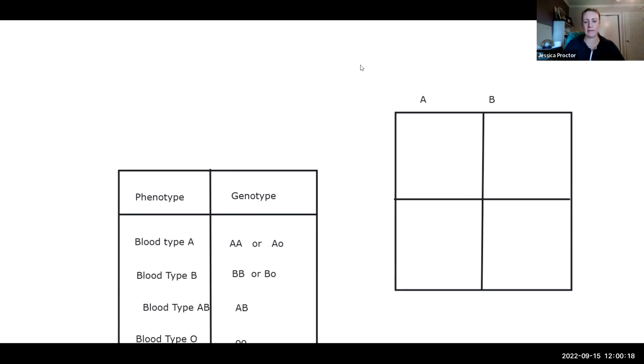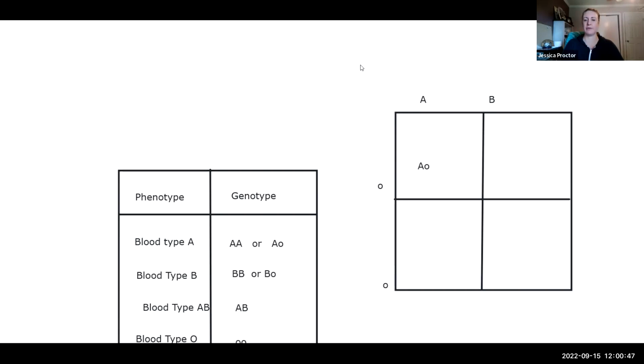The only way they can be blood type O is if they have two copies of the recessive allele. They need an O and another O. Once you have it set up, it's the same procedure as the other Punnett squares, putting the dominant allele first. We take one from here and one from here. So in that first little box, we have an A and an O.